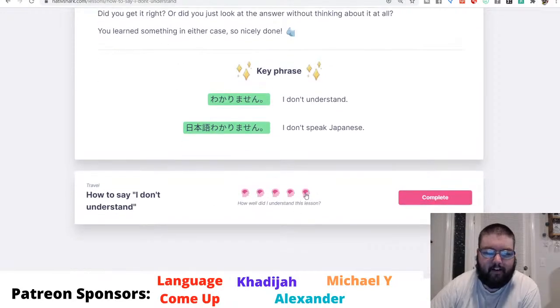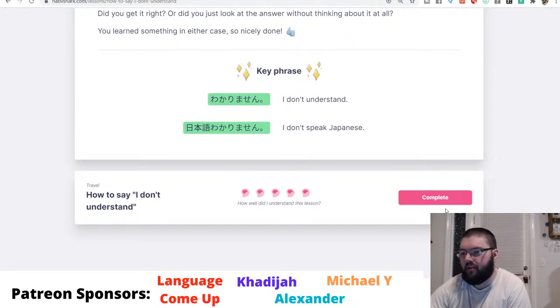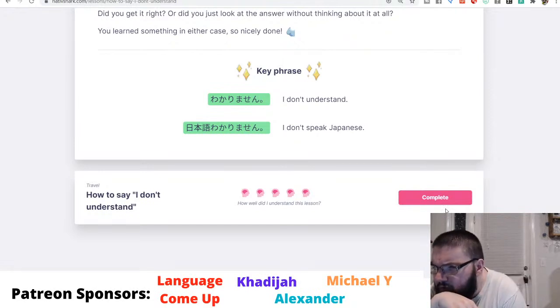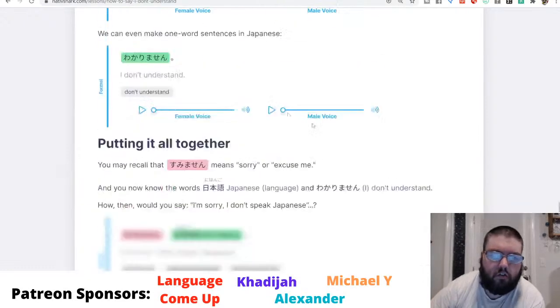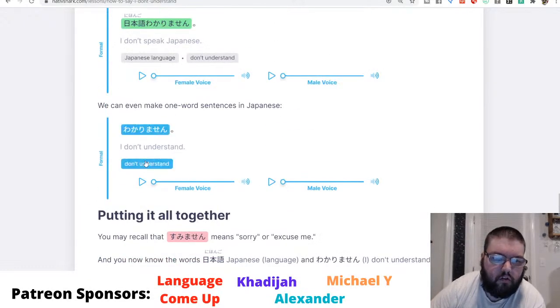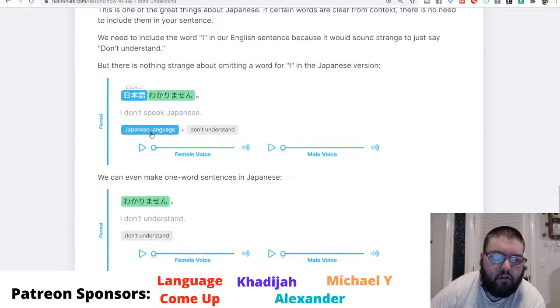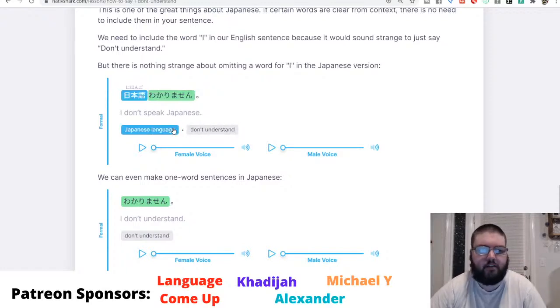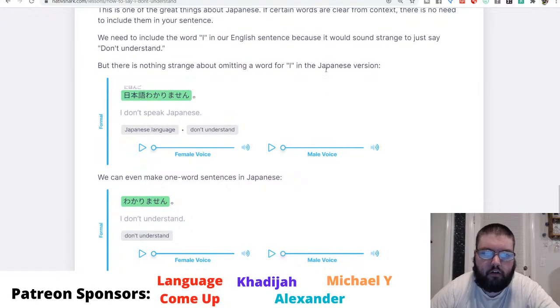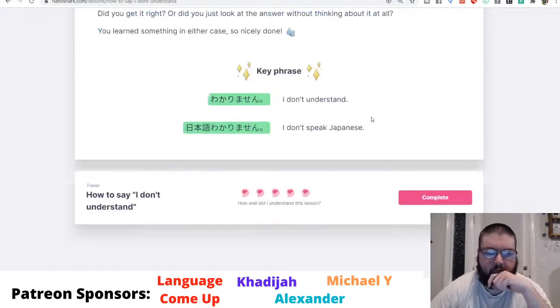Nicely done. That's cool. I actually really like the way that these are set up. If you hover over literal word breakdowns on the sentences, it highlights which word that literal represents. I found that it helps me personally connect all the parts of a sentence together. Okay, Japanese language, don't understand. Okay, cool. Good call. That too, once it gets into more complicated sentences, will help break down the structure and where the words are placed and stuff. So that's actually really cool.